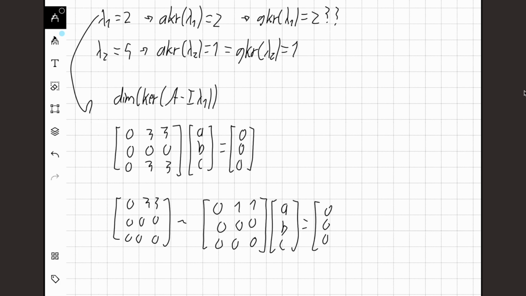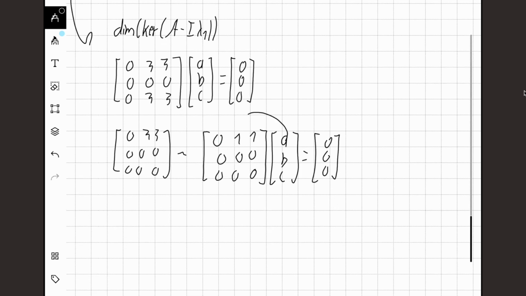This is our system of equations. This is how we find the kernel. So what do we get? If we multiply these vectors together, here we all get 0, so it doesn't matter. But for the top one, we get B plus C equals 0. That's our only constraint, which means B equals negative C. And A can be anything. A can be any number in the field.